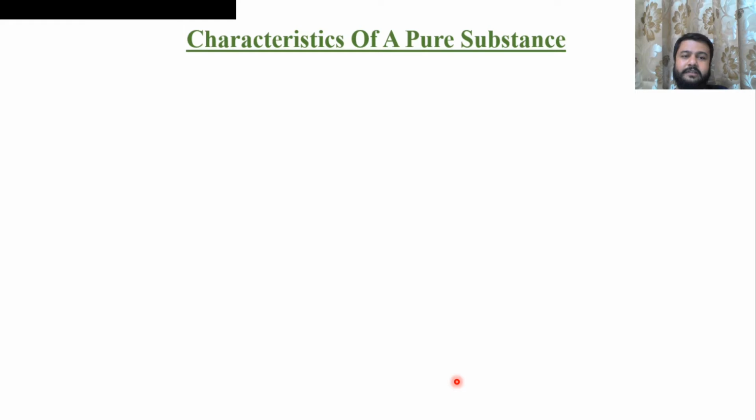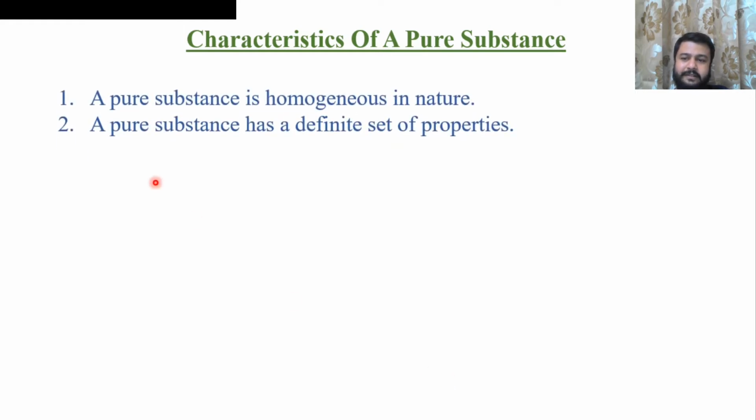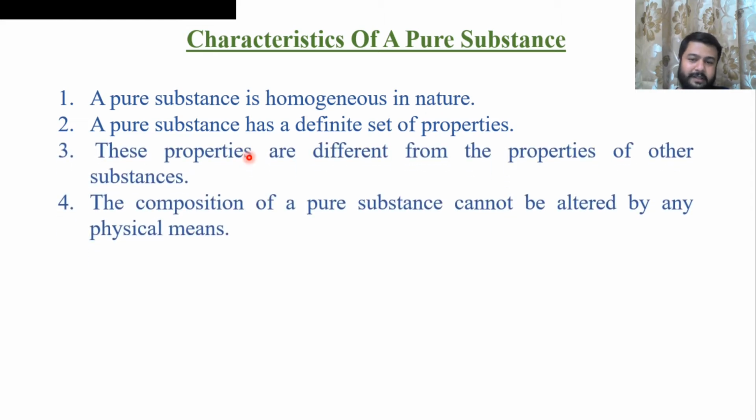Moving next, now characteristics of a pure substance. The first characteristic is a pure substance is homogeneous in nature. Pure substance has a definite set of property. Both points are discussed in the definition. The property are different from the property of other substances. For example, if we differentiate between the properties of iron and carbon, both are totally different. In the similar manner, if we differentiate between the property of carbon dioxide and iron sulfide, both are totally different. So the property are totally different from each other.